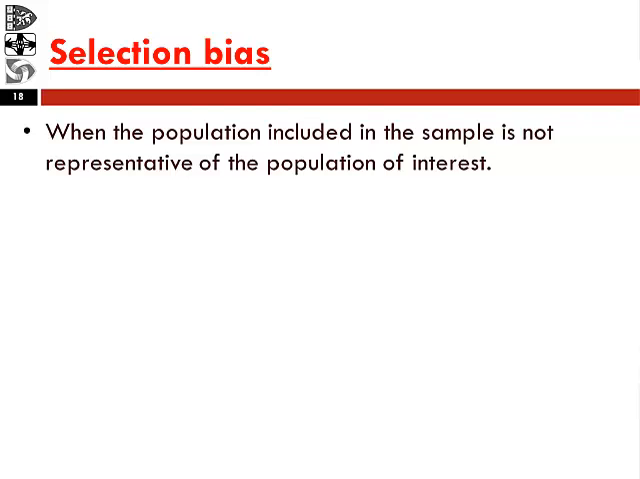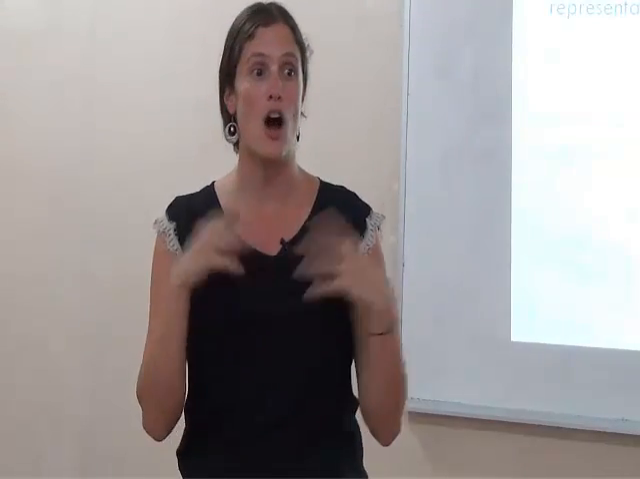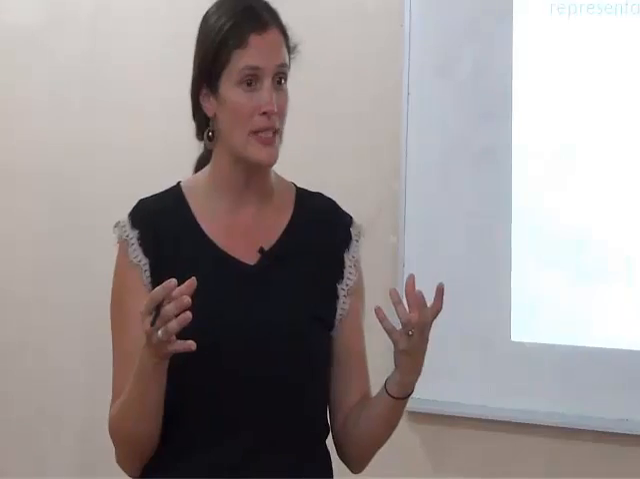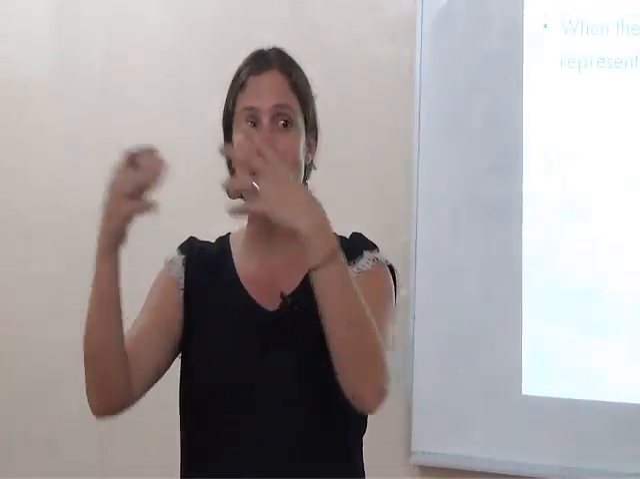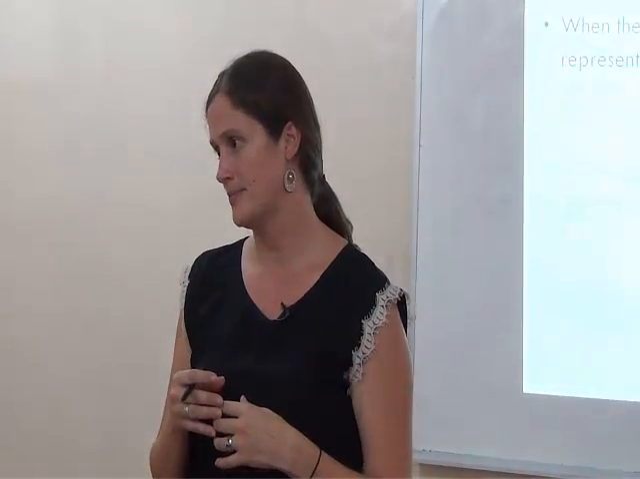So what are these problems with research? The first is a selection bias, and I actually just gave you an example of a selection bias. This is when the population that is included in your sample does not represent the population you're interested in. So I'm interested in all children in all of Southern Kayonza, but I go and study children at the hospital.